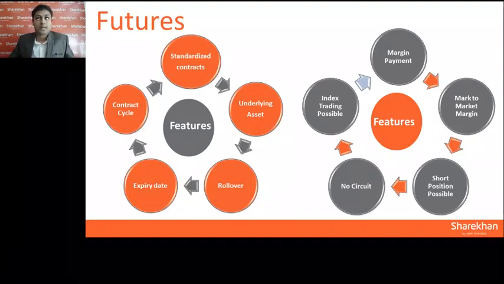Mark to market. For 1,000 shares, you have already paid a margin of maybe 1 lakh rupees. Because the stock has corrected by 25 rupees, you have to pay 25 rupees into 1,000 shares, that is 25,000 rupees, as margin payment, mark to market payments, right?